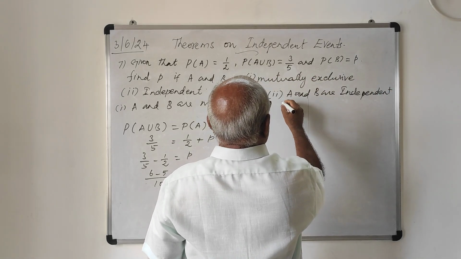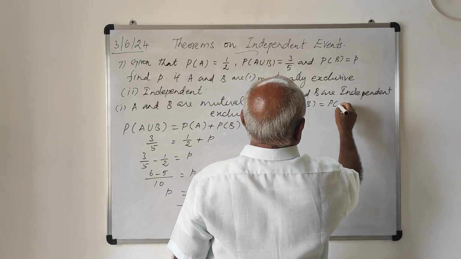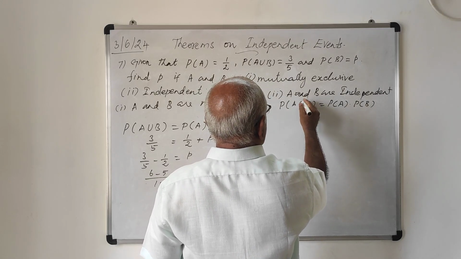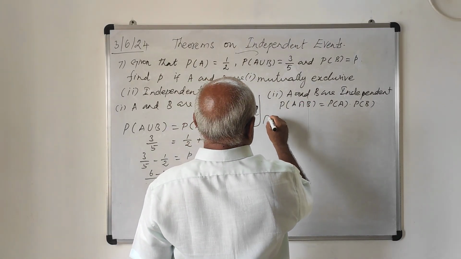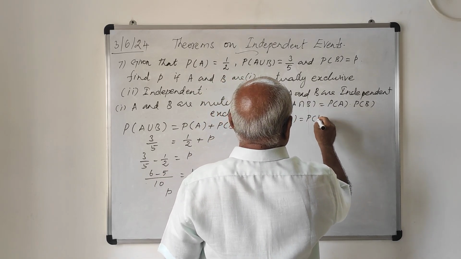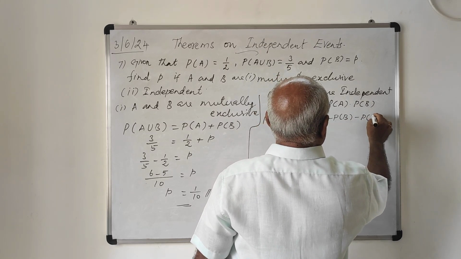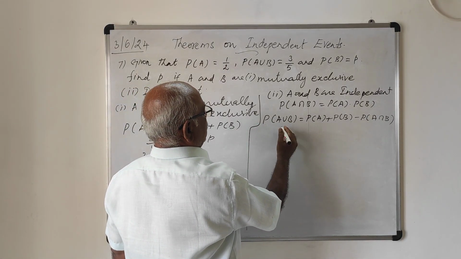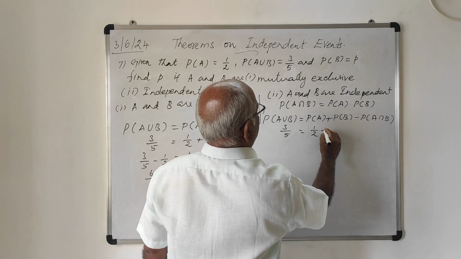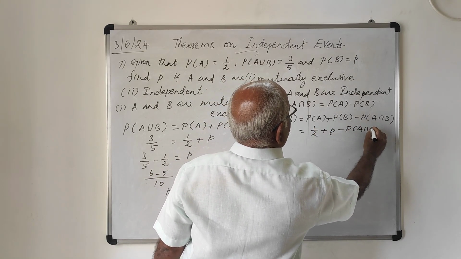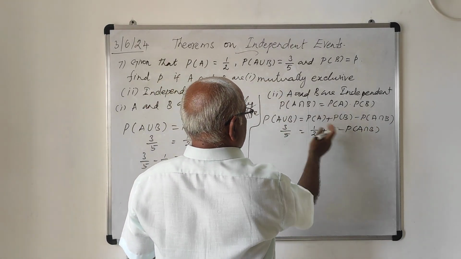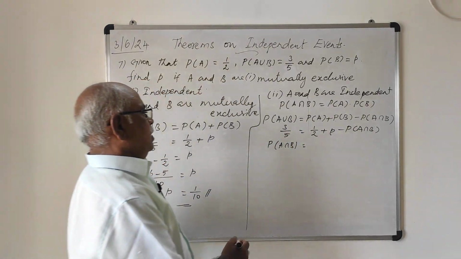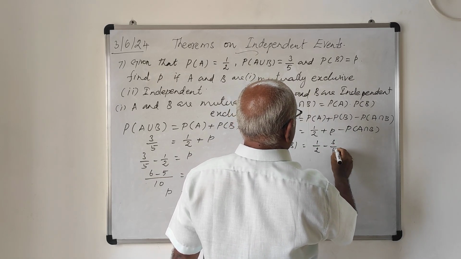In this case, P of A intersection B equals P of A into P of B, we know. We want P of A intersection B first. We know that P of A union B equals P of A plus P of B minus P of A intersection B. From this we have to determine P of A intersection B. That is, P of A union B is given as 3 by 5, P of A is 1 by 2, P of B is P. We don't know P of A intersection B. So from this, P of A intersection B equals, you bring this minus P of A intersection B to the left hand side, you will get 1 by 2 minus 3 by 5 plus P.